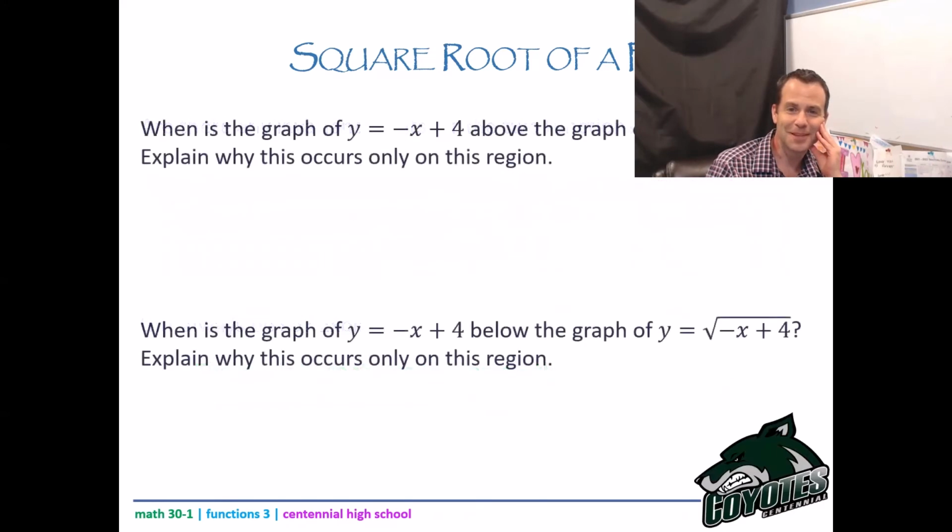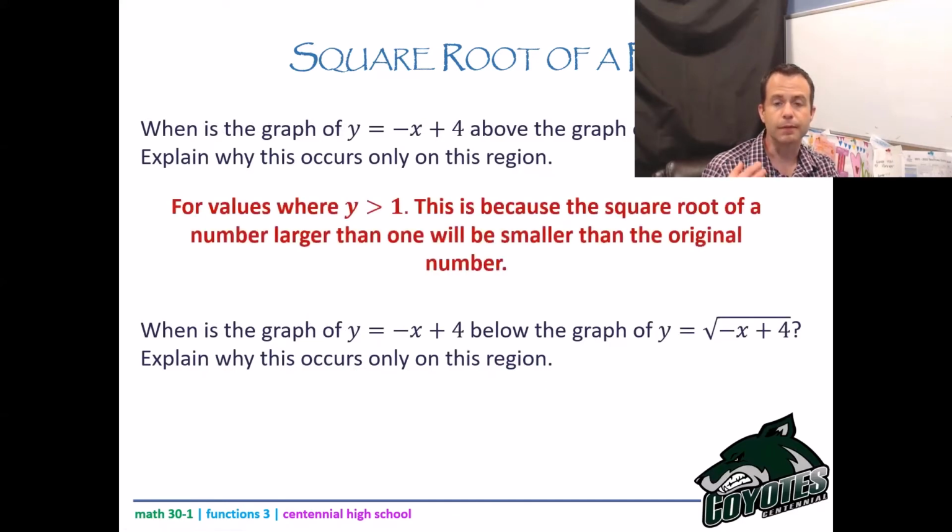Okay, now, when is the original graph, the graph of y equals negative x plus 4, above the square root graph? When is the original graph higher than the square root graph? That would be when y is greater than 1. Okay, so for the values where y is greater than 1, this is because the square root of a number larger than 1 will be smaller than the original number.